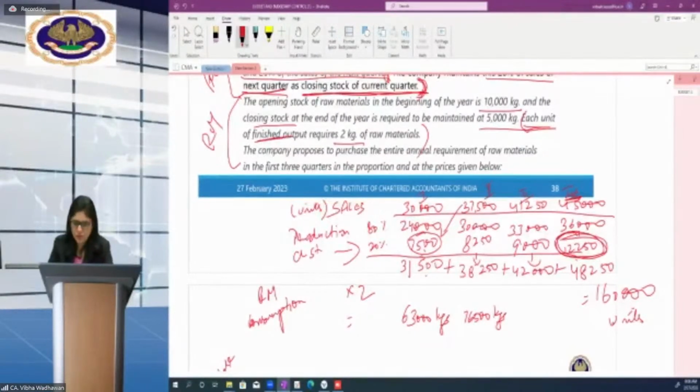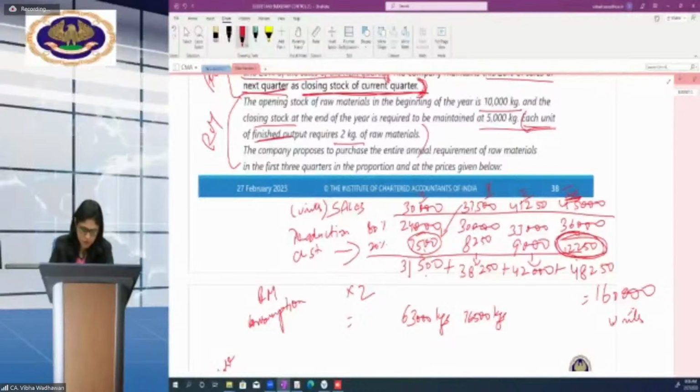63,070, 38,250. So 38,250 into 2, it's 76,500. Please give me the correct answers, otherwise the whole solution will be wrong. Sunil, it's 76,500, I believe.